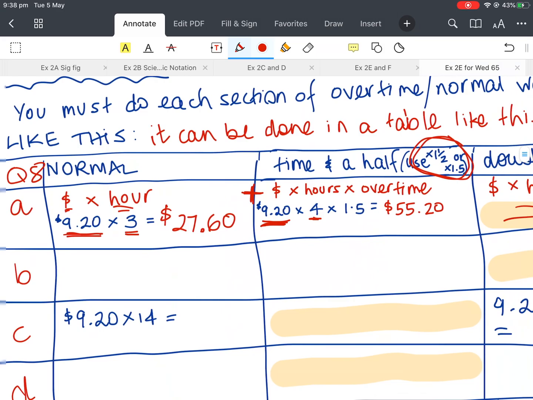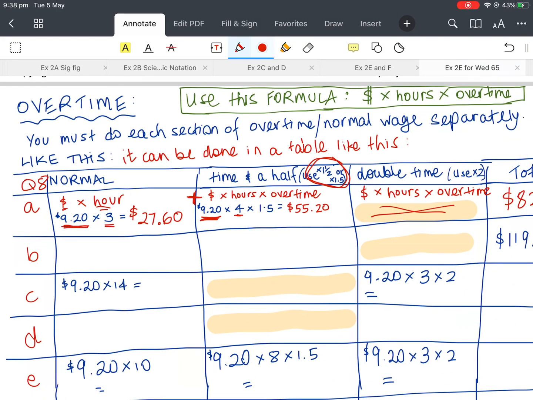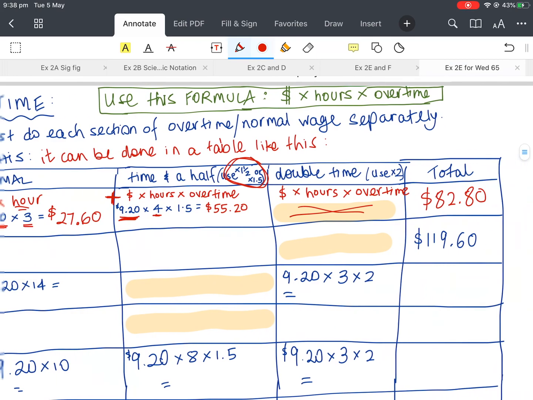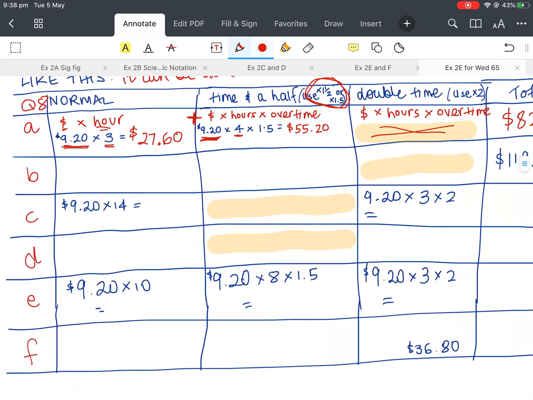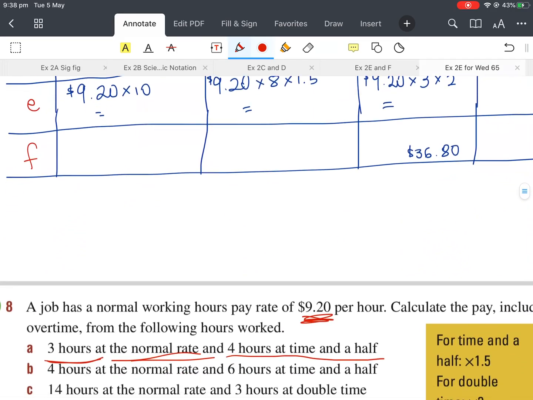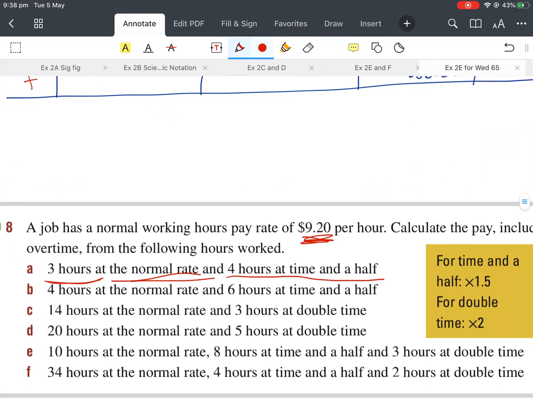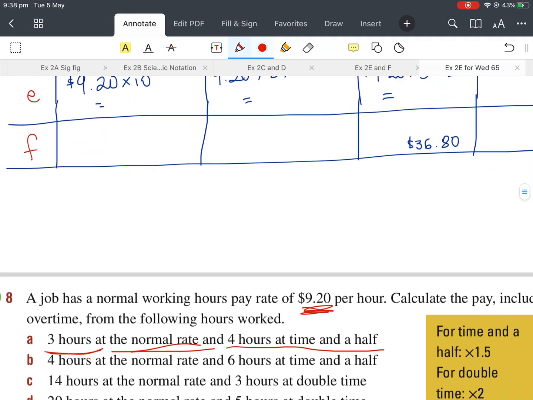All right, what I'd like you to do right now is have a go at 8B. I'll read it to you and I'll get you to do it in your book. I've put my answer there for you already to see if you can get that. So here we go. 8B says 4 hours at the normal rate and 6 hours at time and a half. Use $9.20 still as the dollar amount. Can you see if you can do 8B for me now in your book? Pause the video now, please.